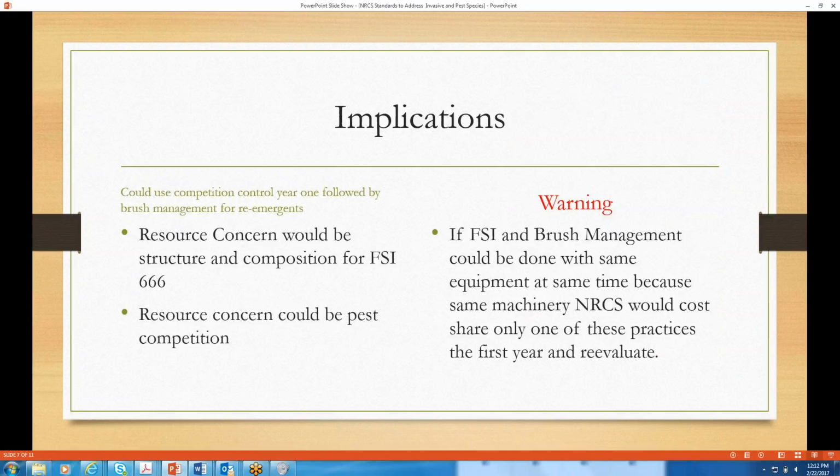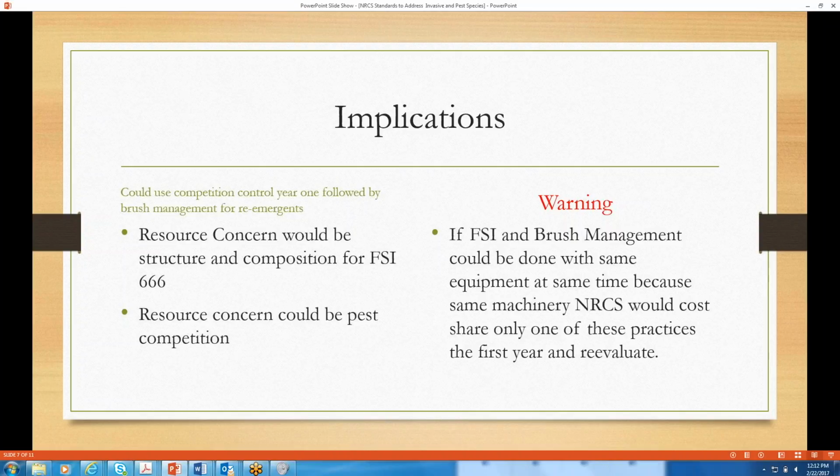So some of the implications for that is that you can use competition control year one followed by brush management for reemergence. Again, that's a common theme for a lot of these: you're hitting it one time very hard, and then the next time you're trying to get anything that reemerges. Like I said, I don't think you're going to get it to the point where you're going to be able to 100% eradicate it. I'm sure there's cases where it's happened, but I think we need to talk to the producer that this is a long-term commitment, and they have to be willing to be vested in that to make it worth their time and to do what they're actually trying to do and control the resource concern.